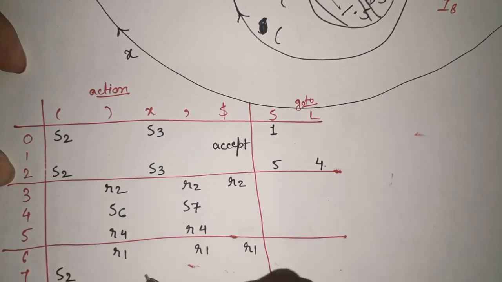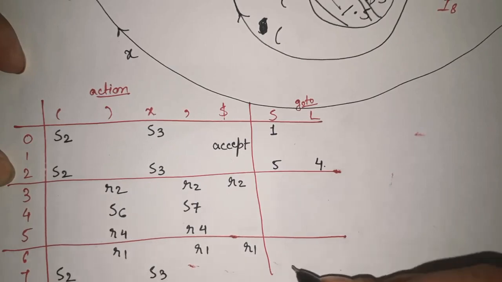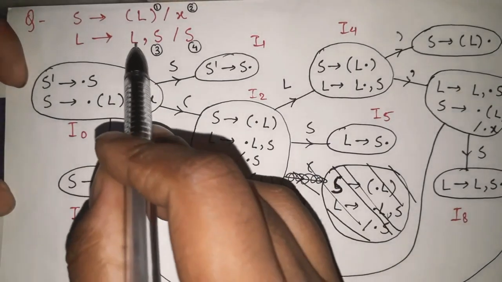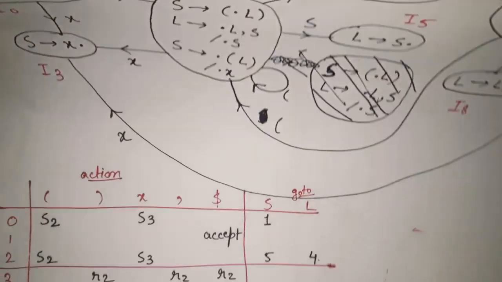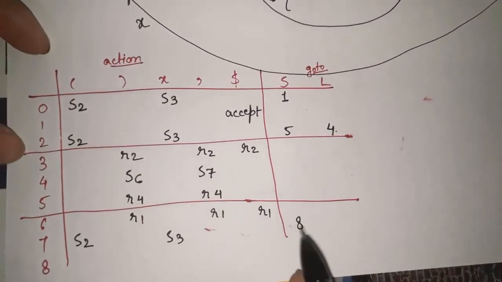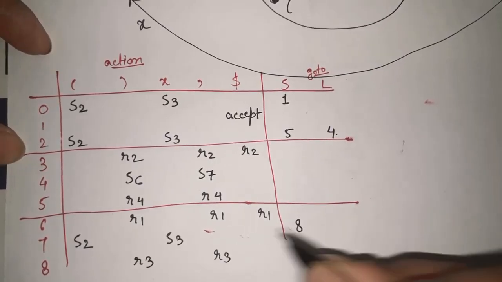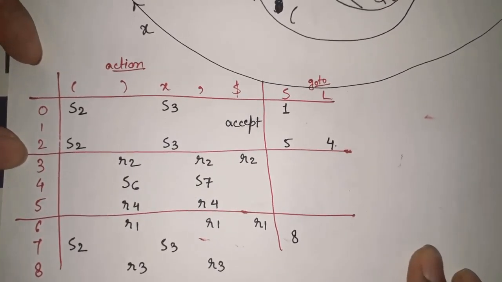On X we are going to 3. And on capital S we are going to 8. Okay. Now from the 8th state there is again a reduction move. This one is R3, so I have to write R3 on the follow of L. So I have to write R3 in the opening bracket and comma columns. So that's all about my SLR1 table.